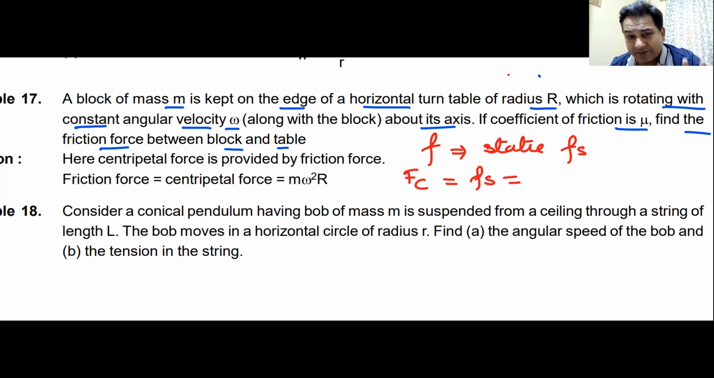Remember, whenever you have static friction, you don't know the value of static friction. But here it is what is giving it the centripetal force, and I know how much the centripetal force is. The centripetal force is equal to m omega square r, and that must be provided by the frictional force, which is static in nature. So the answer is: static friction is the centripetal force, and the value of that static friction is m omega square r.